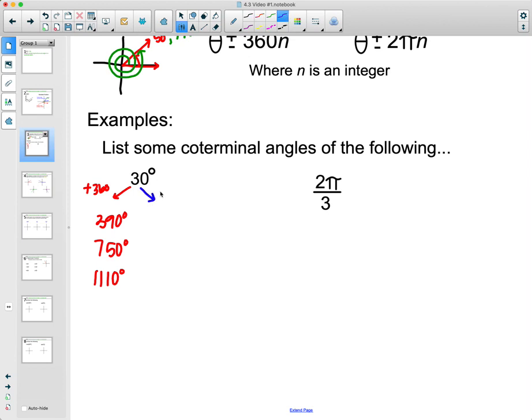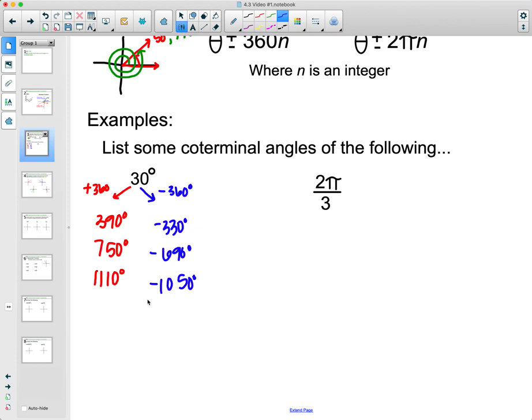You could also subtract 360. So you could take 30 and subtract 360, and a negative 330 degree angle would be coterminal. You could subtract 360 again and get to negative 690. You could do it again, and so on, to get all sorts of coterminal angles to 30 that are going to end in the same spot.